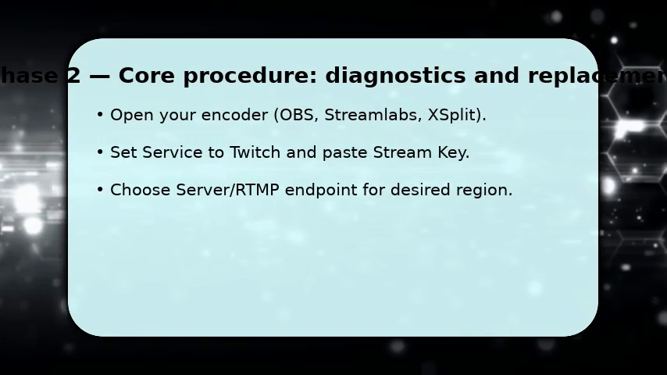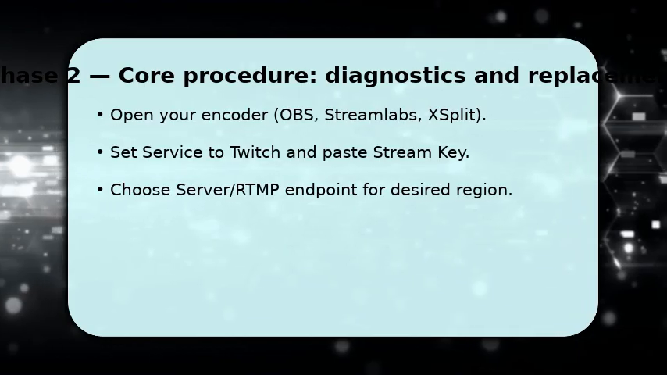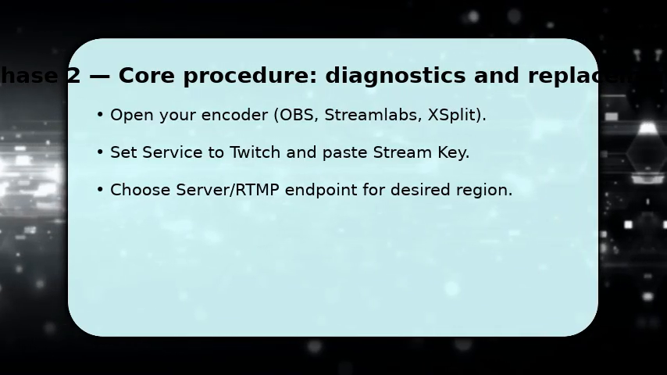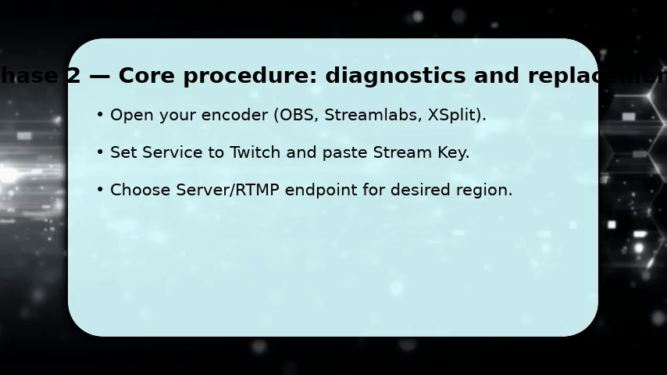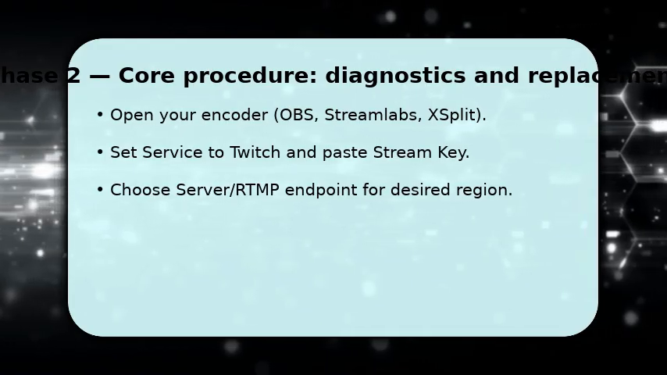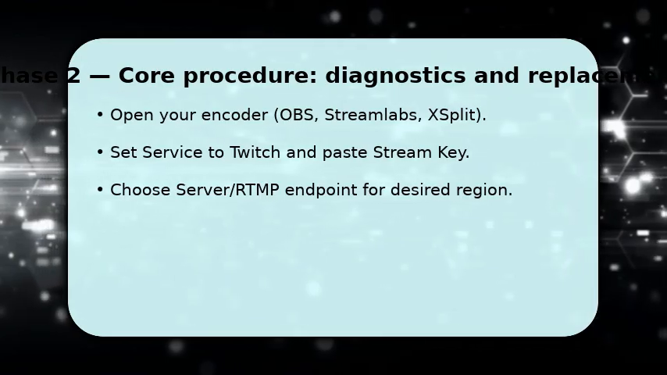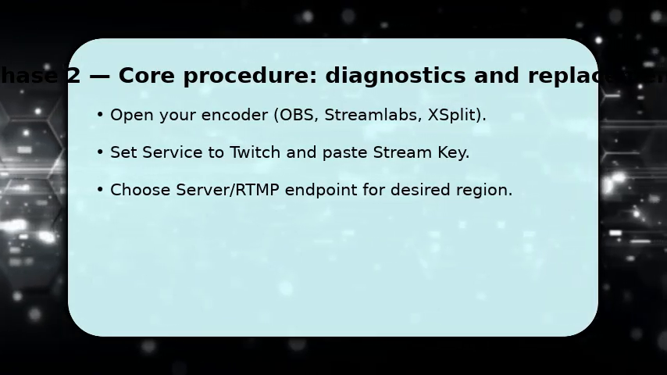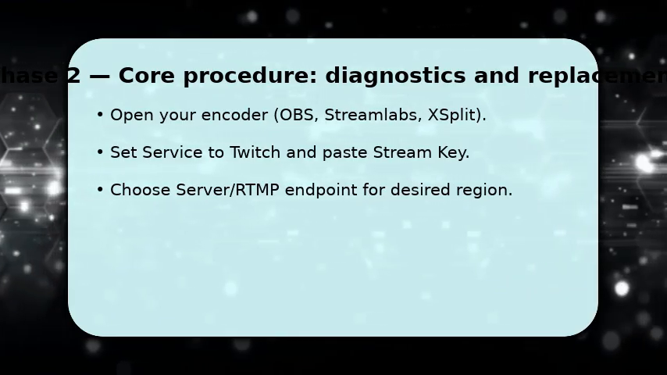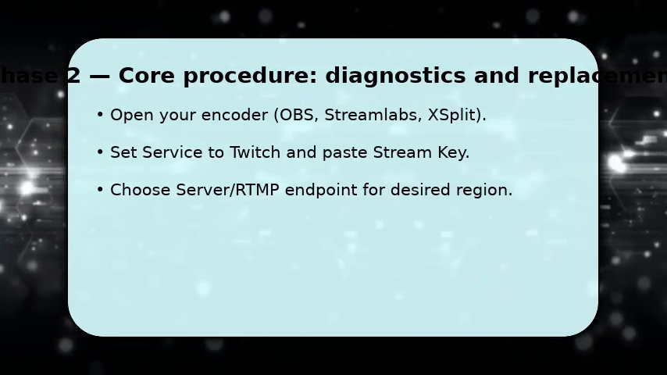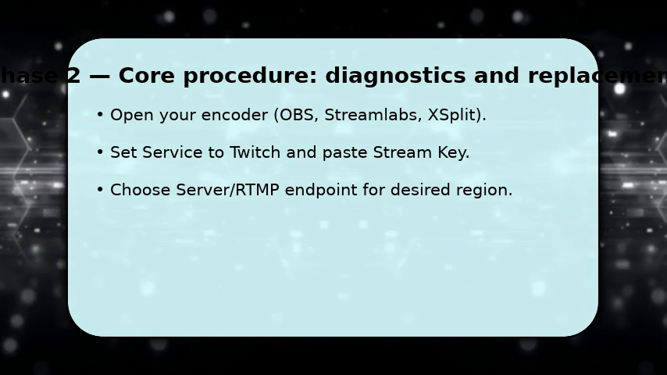Next, you change the region inside your encoder. Open OBS or Streamlabs and set service to Twitch, then paste the stream key you copied. This authenticates your stream. After that, select or manually enter the RTMP endpoint for the target region. Encoders list Twitch ingest servers by city, so pick the one nearest your audience or lowest latency. Make sure to save settings, then run a short local test stream, or use the Twitch inspector to verify the new ingest is being used and latency improved.